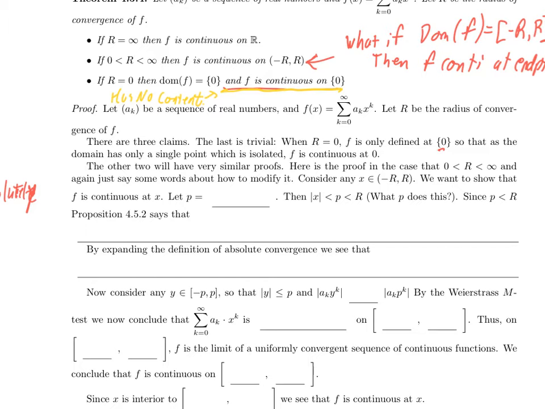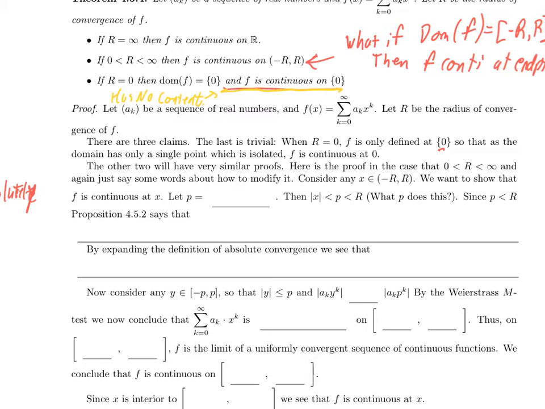The other two will have very similar proofs to each other, not to what we just did. There's actual content. I'll give the proof in the case that 0 is less than r is less than infinity, and then I'll just say some words about how to modify it when r is equal to infinity. So let's assume that 0 is less than r is less than infinity, and consider any x in the open interval from negative r to positive r. I need to show that f is continuous at x.